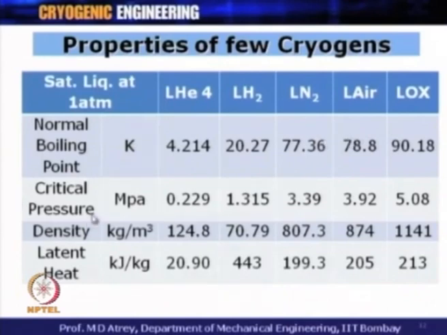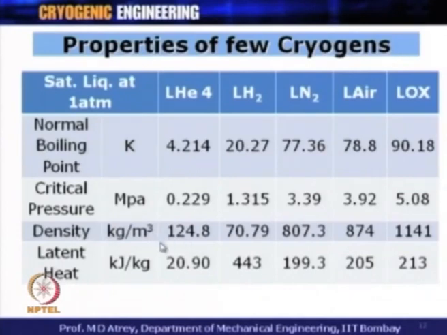The critical pressures are also in the order of their boiling points. So, you can say 0.229 MPa, which means 2.29 bar, then 1.3 MPa, 3.39 MPa, 3.92 MPa and 5.08 MPa. So, very closely following the normal boiling points, the critical pressures are also increasing with their boiling points.